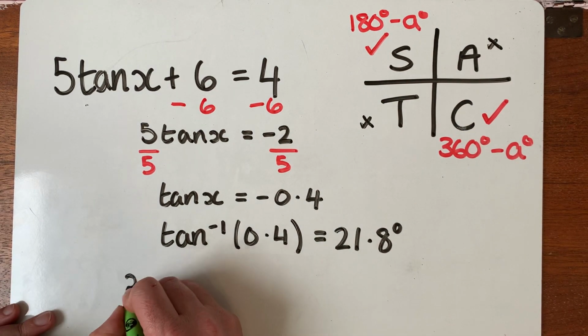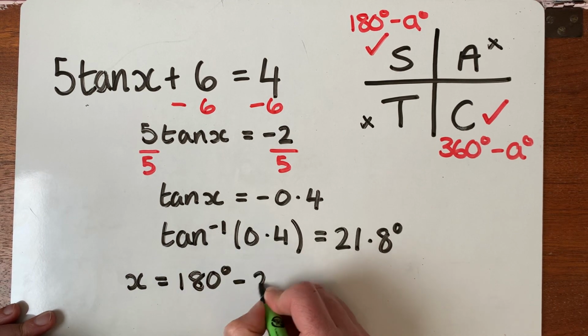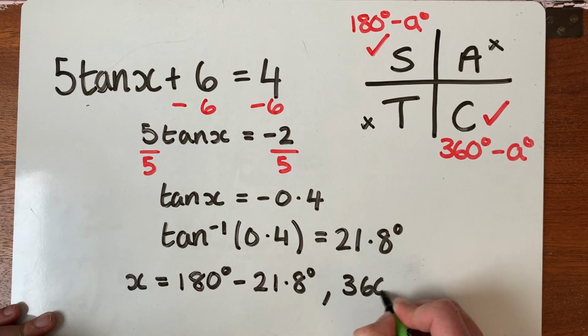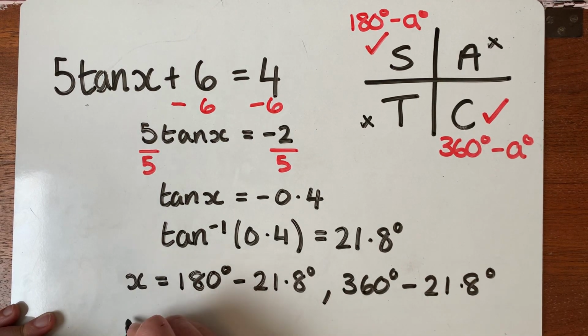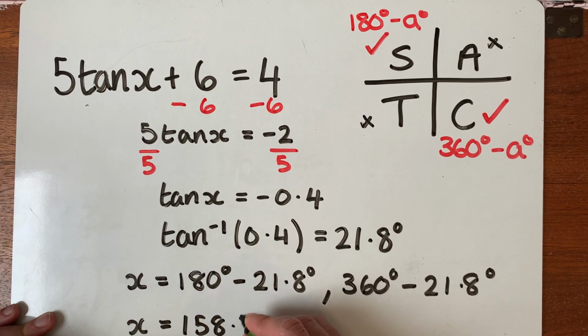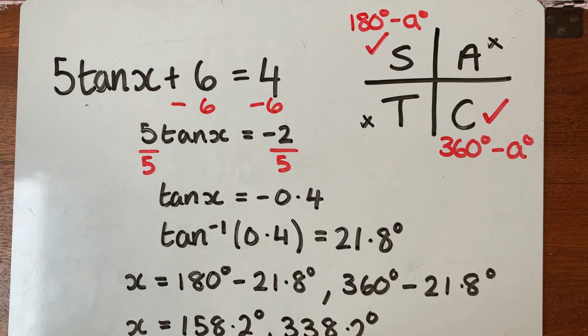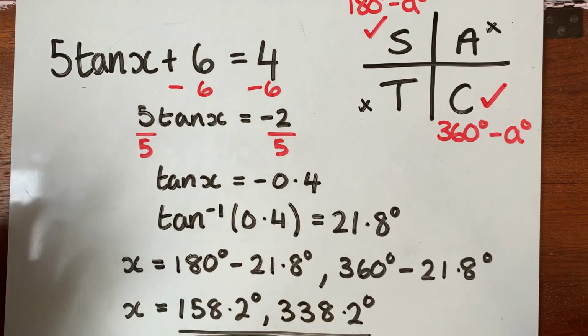So where do they come from? Well, we've got the rules written already. We've got 180 degrees minus 21.8, and our second solution, 360 degrees minus 21.8. That gives me two answers. X equals 158.2 degrees and 338.2 degrees. Two solutions using a lot of the skills from the first two videos, but solving the problem when we have a bit of rearranging to do first.